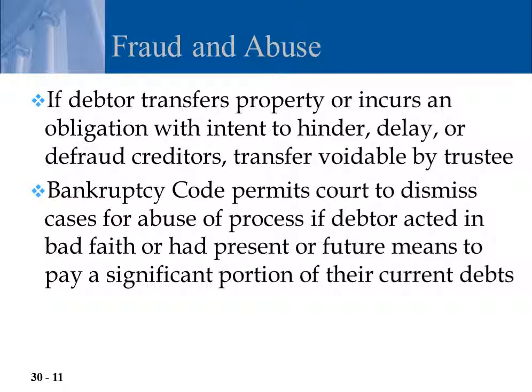And the bankruptcy code permits the court to dismiss a case for abuse of process if the debtor acted in bad faith or had present or future means to pay a significant portion of their current debts. So if they find out that the person has actually planned for the bankruptcy by transferring property just prior to the petition, or is hiding money like outside the country or in other people's names, then that's considered an abuse of process and that the debtor's acting in bad faith.